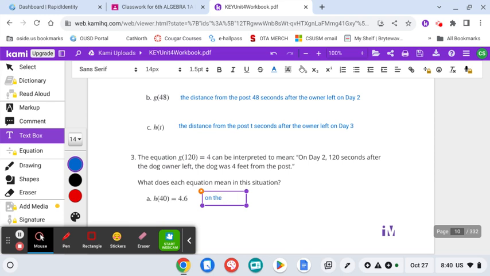So H of 40 equals 4.6, what do you think? Well, H stands for the 3rd day. You got it. 40 seconds after the owner left, the dog, you got it, was 4.6 feet away.